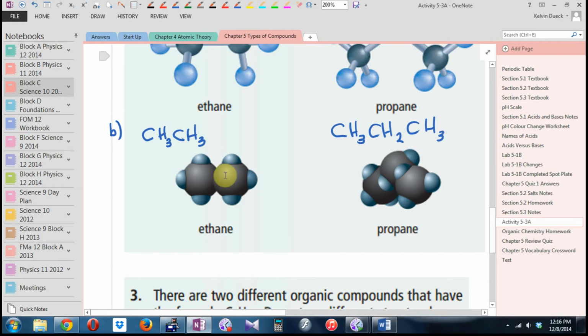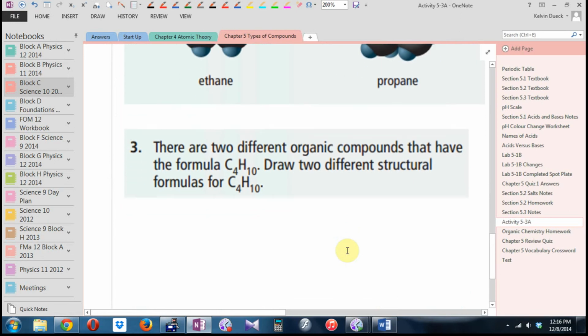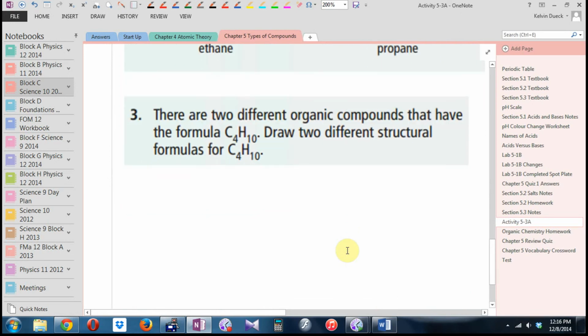There's the space filling diagrams for ethane and for propane. By the way, you'll notice the CHs, flammable. So methane, flammable. Ethane, propane, butane, these are all gaseous and all very flammable. We use them in industry all the time. Number 3: there are 2 different organic compounds that have the formula C4H10. Draw 2 different structural formulas for C4H10.